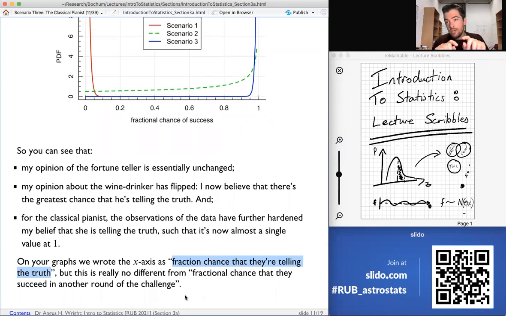This distribution that you have just calculated is something akin to the posterior probability. It is the probability of the model, whether they're telling the truth, 1, or lying, 0, given the observations of the data, P of theta given X, the posterior probability distribution.